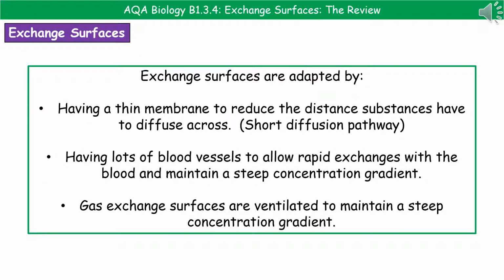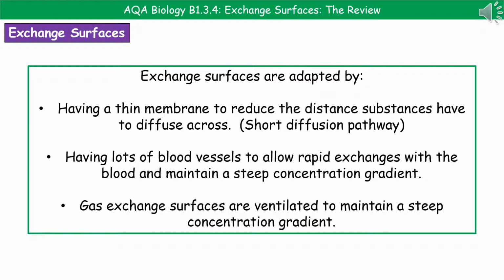When we come to think about how these exchange surfaces are actually going to help solve this problem, then they've got 3 key adaptations that you should remember. The first one is that they've got a thin membrane, and that reduces the distance that substances have to diffuse across. So we refer to that as having a short diffusion pathway. So thin membrane means a short diffusion pathway.